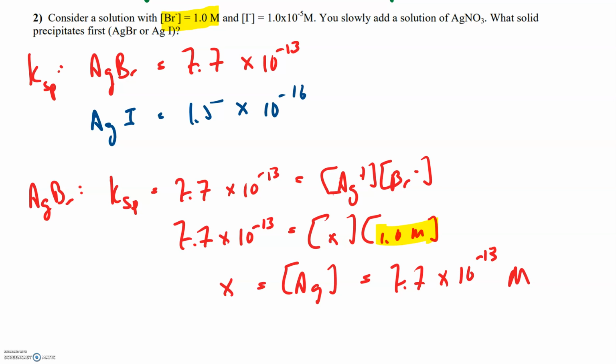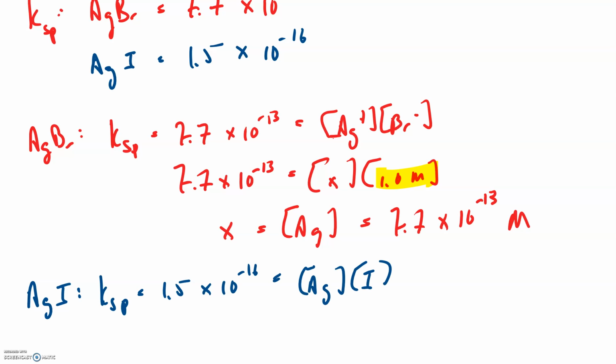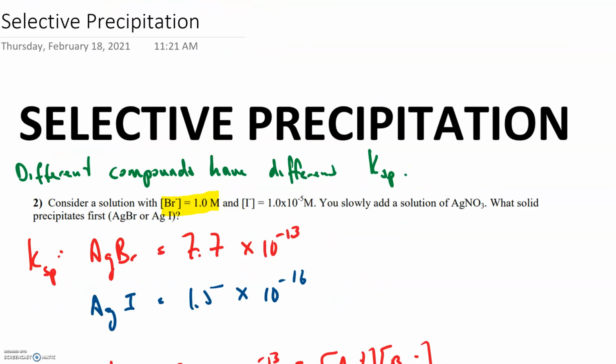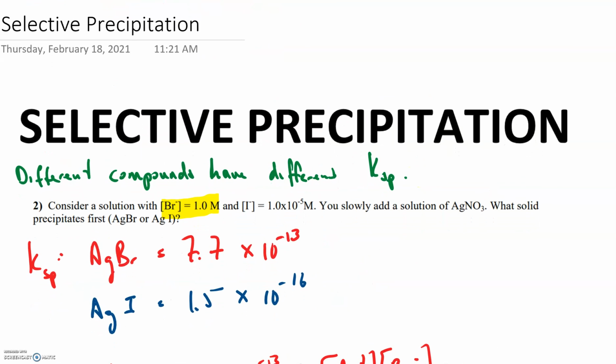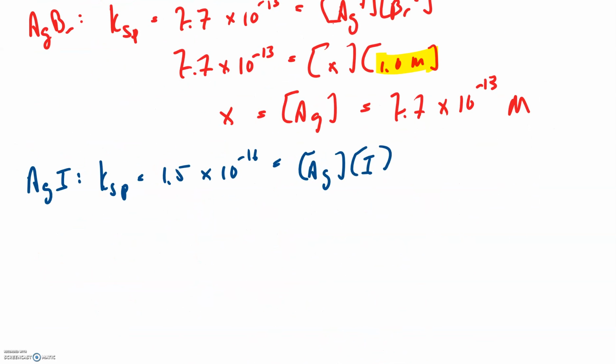How's that going to compare with our silver iodide? Well, our silver iodide has a much smaller KSP. KSP is equal to 1.5 times 10 to the negative 16th. And of course, that's equal to the concentration of silver times the concentration of iodide. But check this out. We're already starting with 1 times 10 to the negative fifth molar iodide. So what concentration of silver does this need to get to?